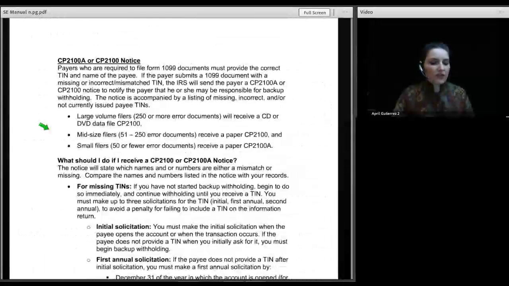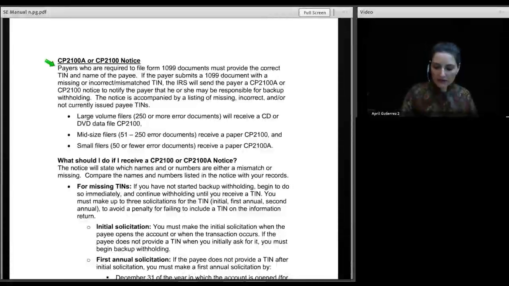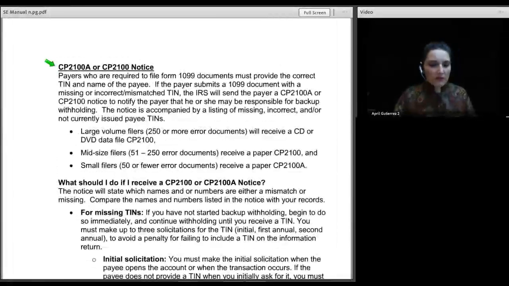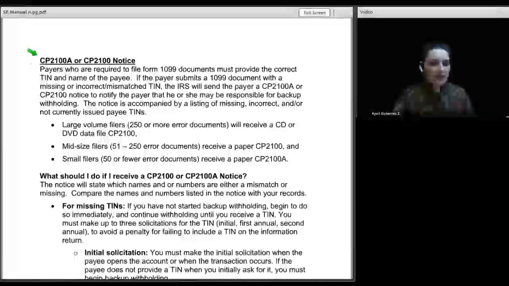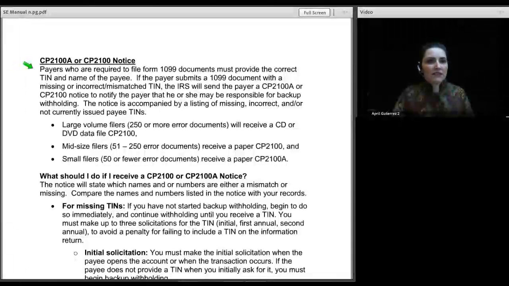Now, okay, you've issued the 1099. You think you've been very good, very well behaved. You've done everything you're supposed to. And a few months later, the IRS sends you this letter called a CP-2100A or a CP-2100 notice. And you open the letter, and the IRS says, you issued 1099s that were in error. We've got mismatches between the name and the identification number of the payee listed on the 1099. You need to mail them a B notice.